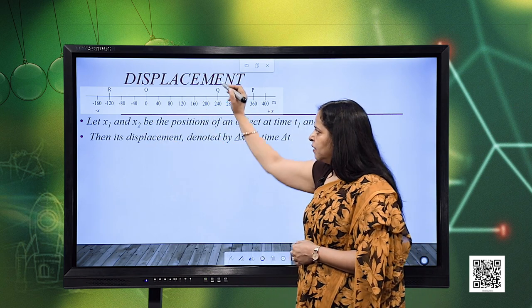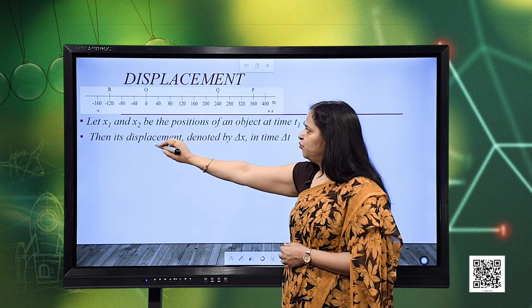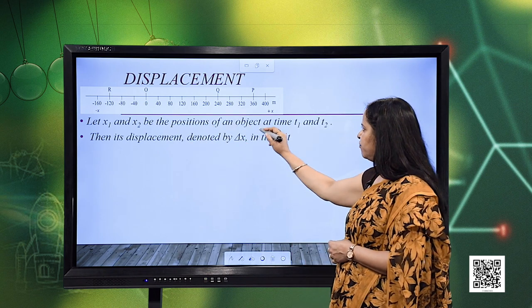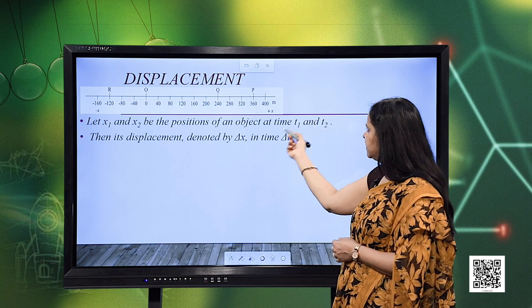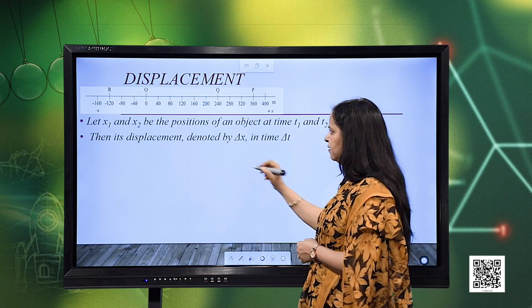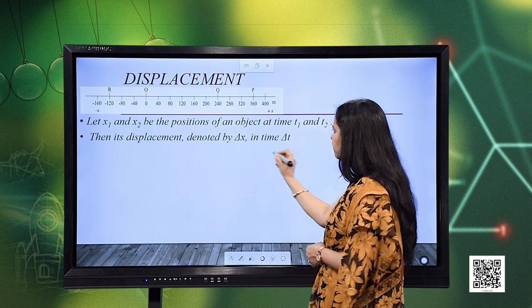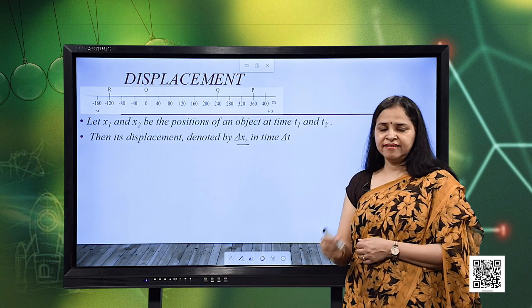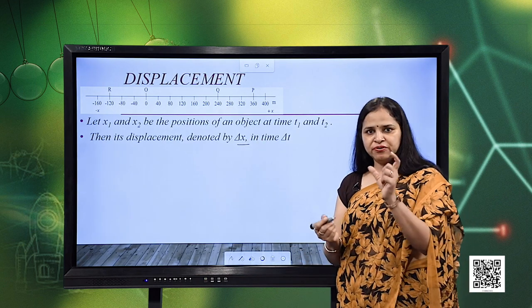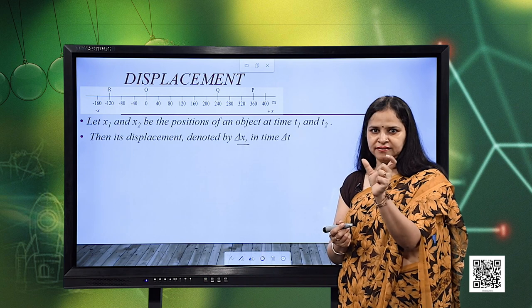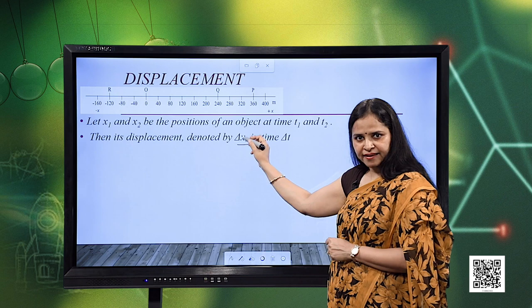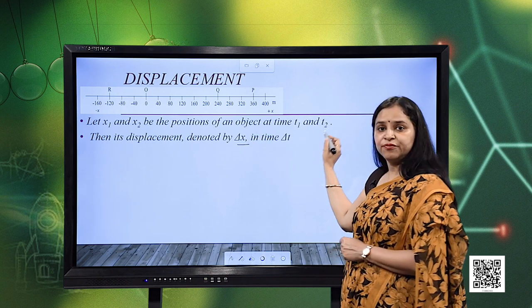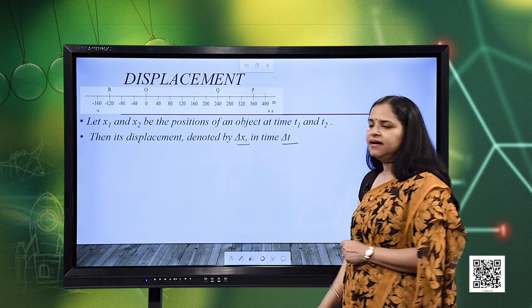So here suppose I consider x1 and x2 to be the position of an object at two different instants of time, let us say t1 and t2. So here the displacement is denoted by delta x. So delta x is a Greek symbol which is used to denote the difference between two quantities, right? So the displacement here I am going to denote with delta x, and the time duration, that is the difference in the time, can be denoted by delta t.